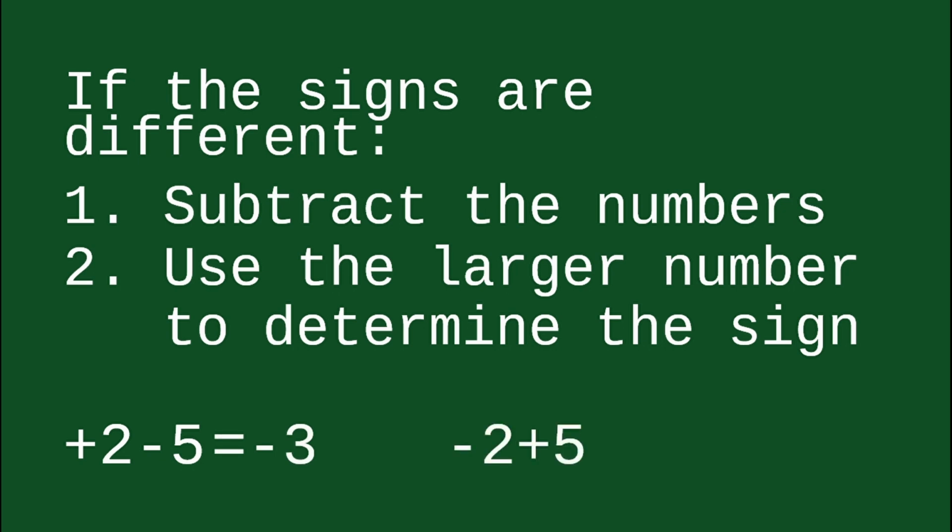In the case of negative 2 plus 5, we do the same thing. 5 minus 2 is 3, so we need to have a 3 in our answer, and the larger of the two numbers, the 5, is a positive, so your final answer will be positive 3.